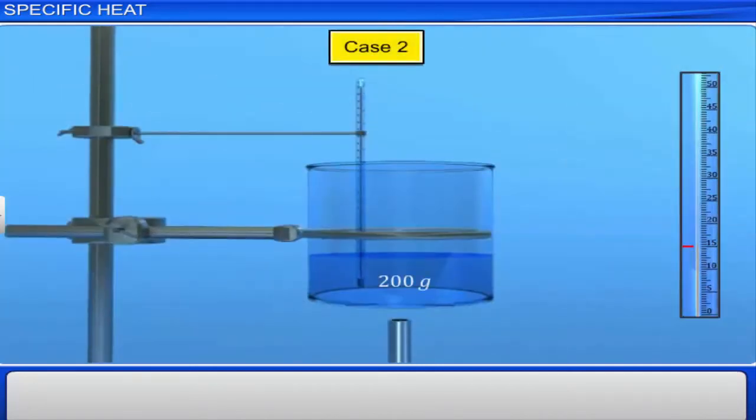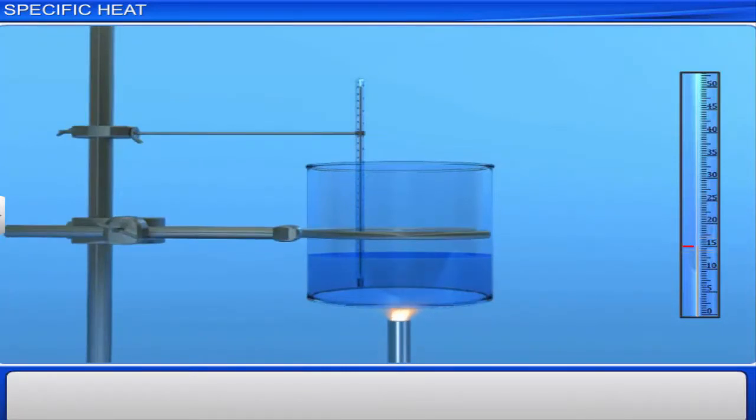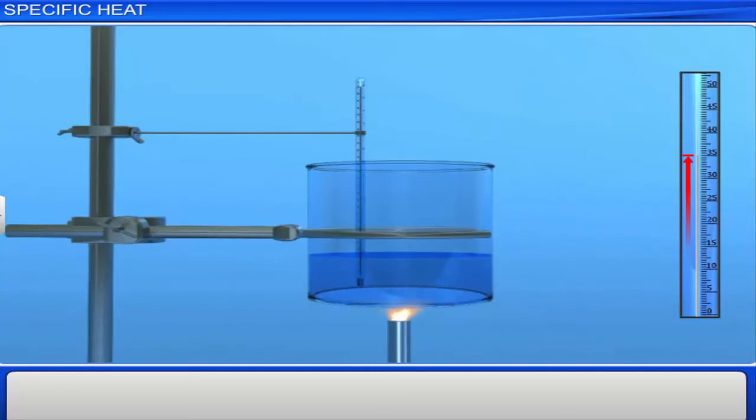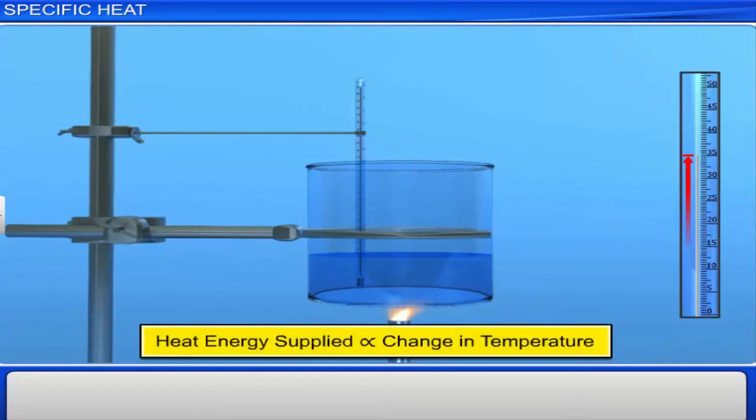Let us now consider 200 gram of water in another container at 15 degrees Celsius and supply heat energy to the water. If 4000 calorie of heat energy is supplied to the water, its temperature rises from 15 degrees Celsius to 35 degrees Celsius. To increase the temperature of 200 gram of water by 20 degrees Celsius, 4000 calorie of heat energy is required. As the amount of heat energy supplied increases, the rise in the temperature of the substance also increases. That is, the heat energy supplied is directly proportional to the change in temperature.